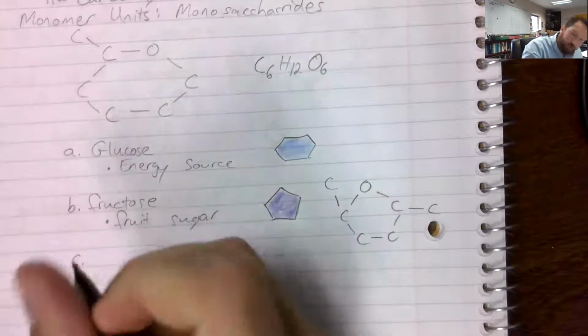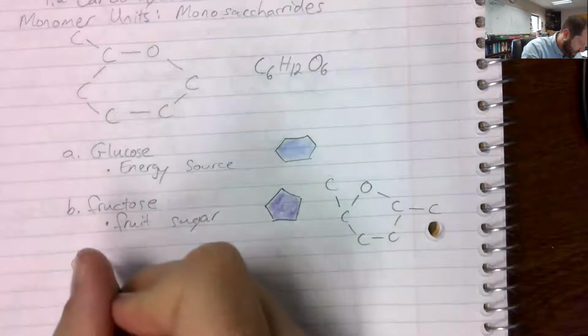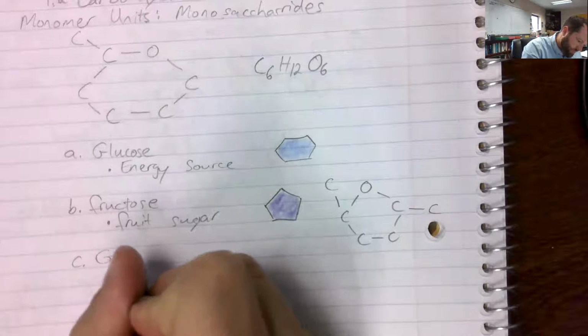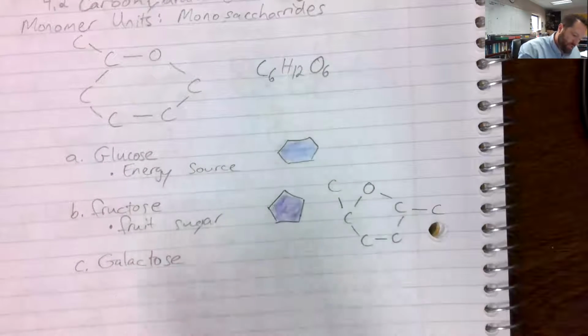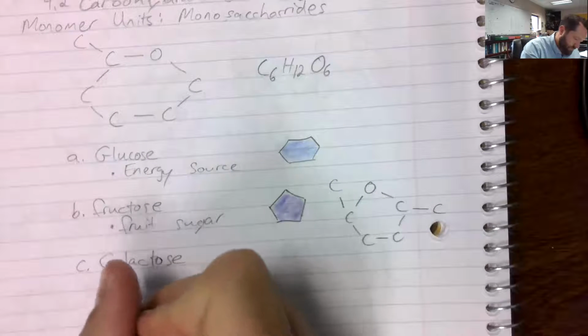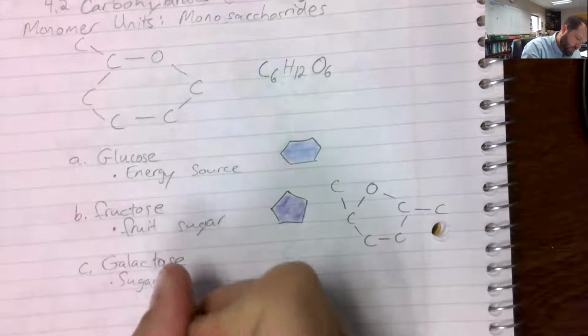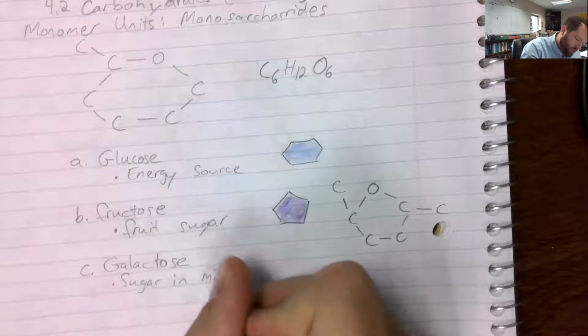All right, finally, the third common monosaccharide, galactose, which is a sugar found in milk.